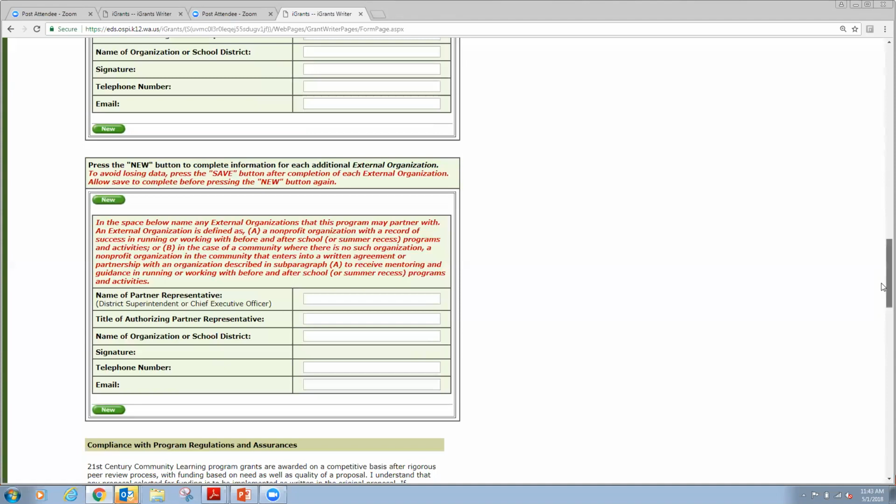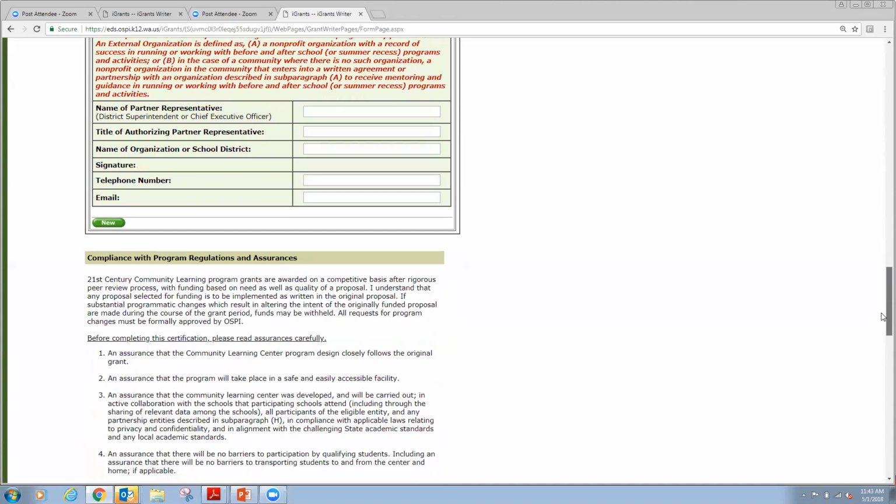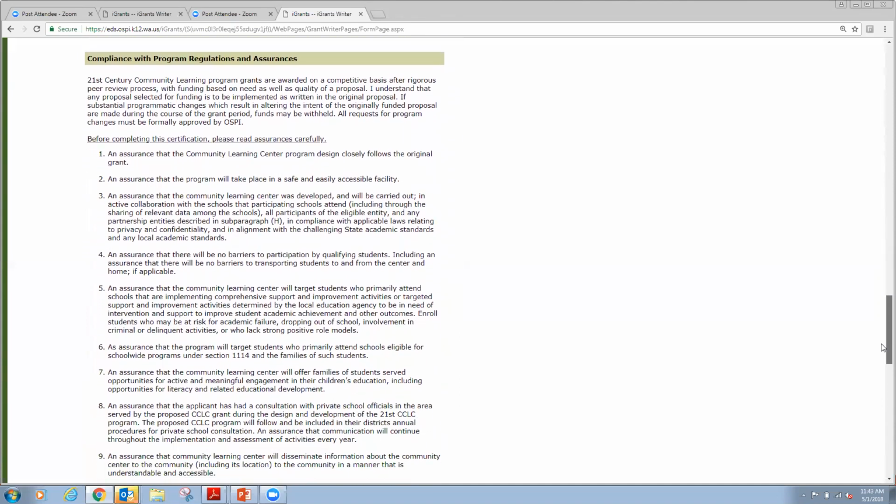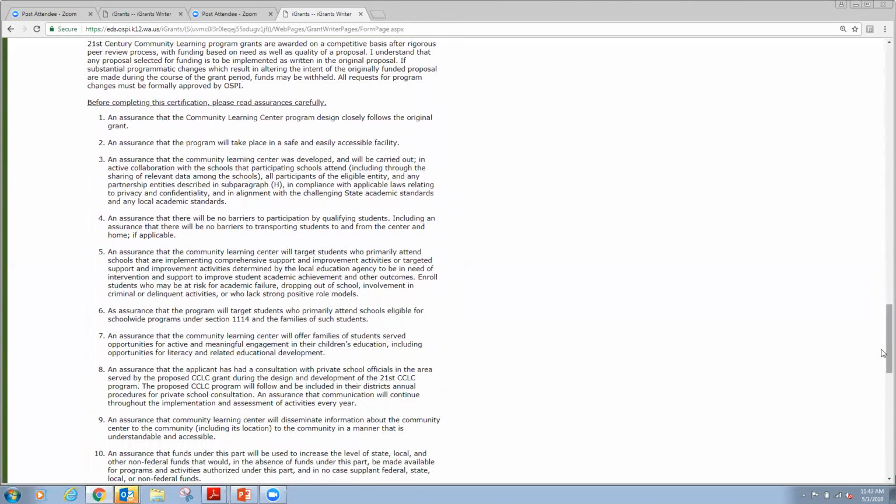And then the last section on here is the compliance with program regulations and assurances. These program regulations and assurances come from the state, they come from ESSA, they come from the federal department. Please read all these carefully. These are things that you will be accountable for. These are things in the future that, if you get awarded a grant, will be on the monitoring checklist that we'll want to see that you're following these assurances.